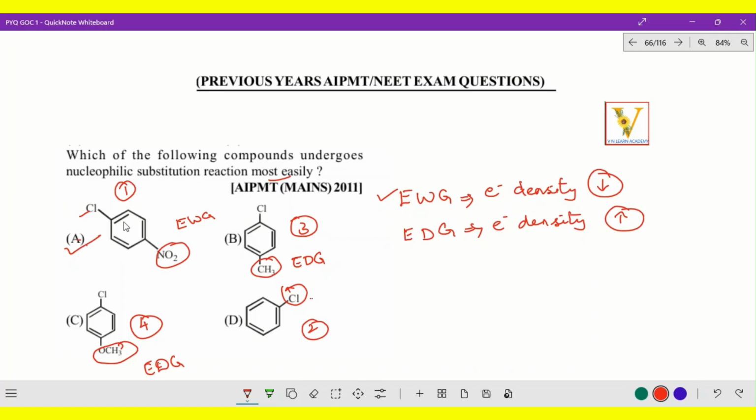See, we are getting a number of questions like this kind. So please note down: where there is an electron withdrawing group, electron density decreases, it is deactivating the double bond character, or else the benzene ring, and nucleophilic substitution reaction takes place most easily. I hope you got the clarity. Come on, let's go for the next question.